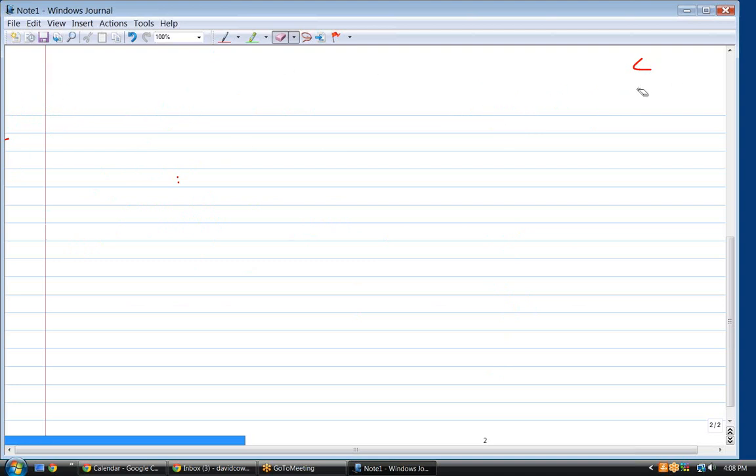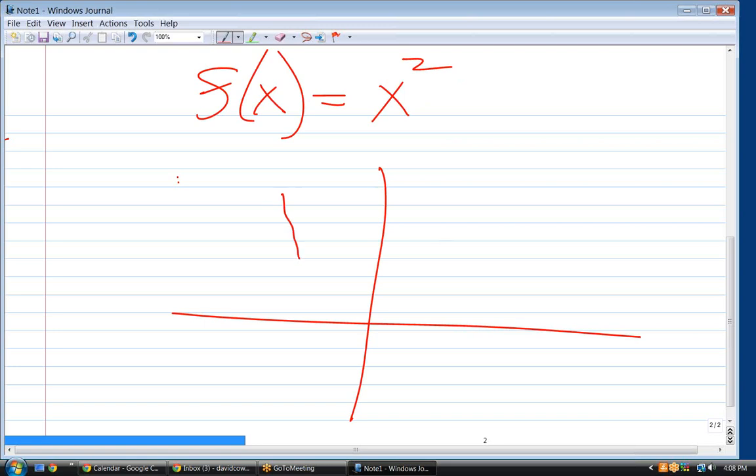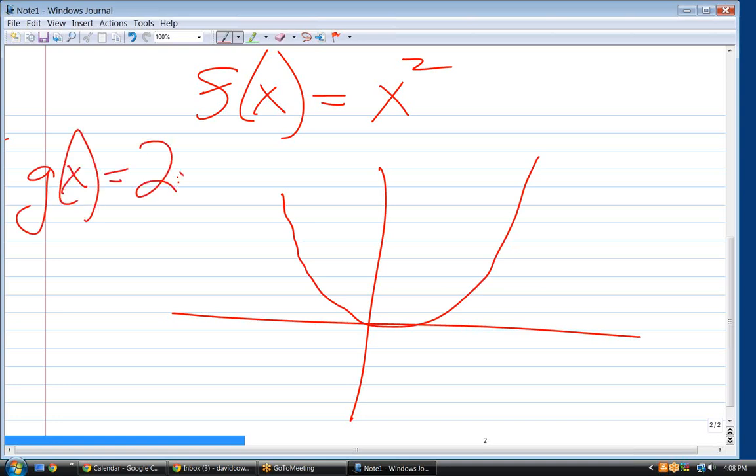In other words, if I have a function f of x equals x squared, it looks like that. If I have g of x equals 2x squared, well, the 2 is in front, which means g of x is 2 times f of x. Act as a vertical stretch factor. There's g of x.